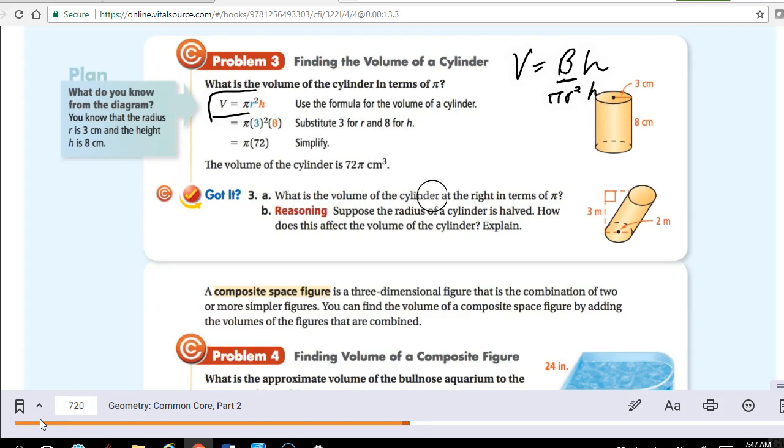Okay. What is the volume of the cylinder at the right in terms of pi? Now, if you'll remember early on in this particular chapter, right before example 1, they were talking about an idea called Cavalieri's principle. And what Cavalieri said is whether the cylinder is standing upright or whether it's leaning, as long as you take the true height of that object, it's going to have the same volume, whether it's standing upright or whether it's leaning.